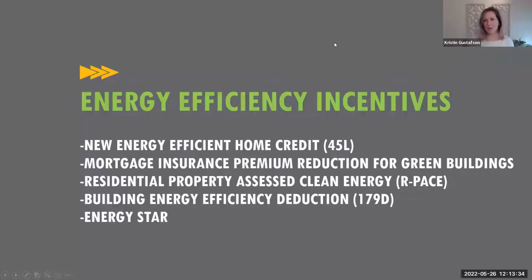So we're going to talk a little bit about energy efficiency incentives with Joe, hopefully providing some color commentary as needed, walk through the 45L, the 179D, as well as some financing opportunities, and then finish up with Energy Star.